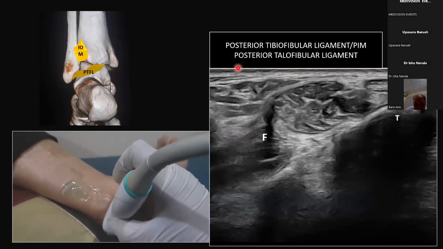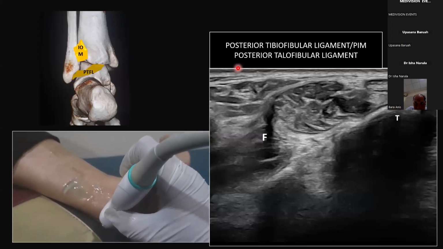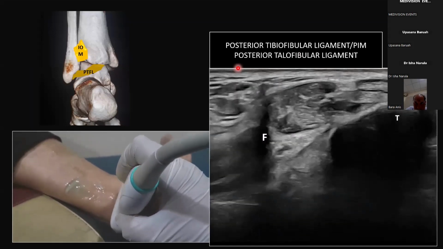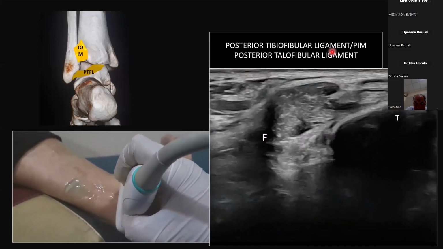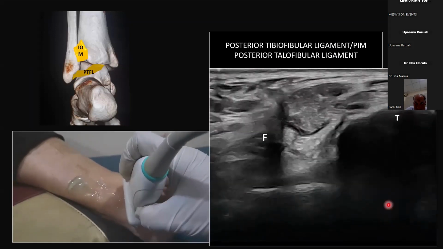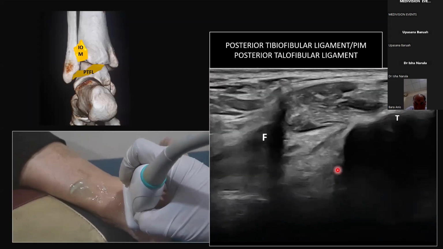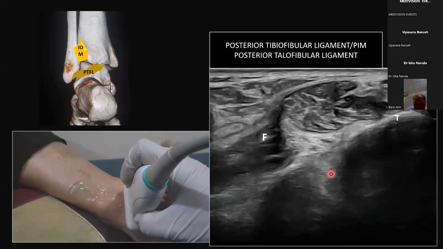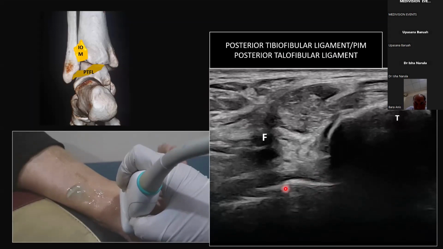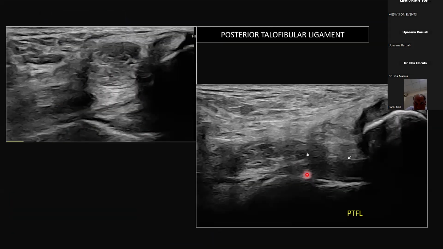Then if we move a little up, we can see the interosseous membrane passing from the talus and the fibula. And if we move down a little, we can visualize the posterior tibiofibular ligament flush with the talus bone here. This is a very strong ligament, and I have never seen involvement of this ligament till now.